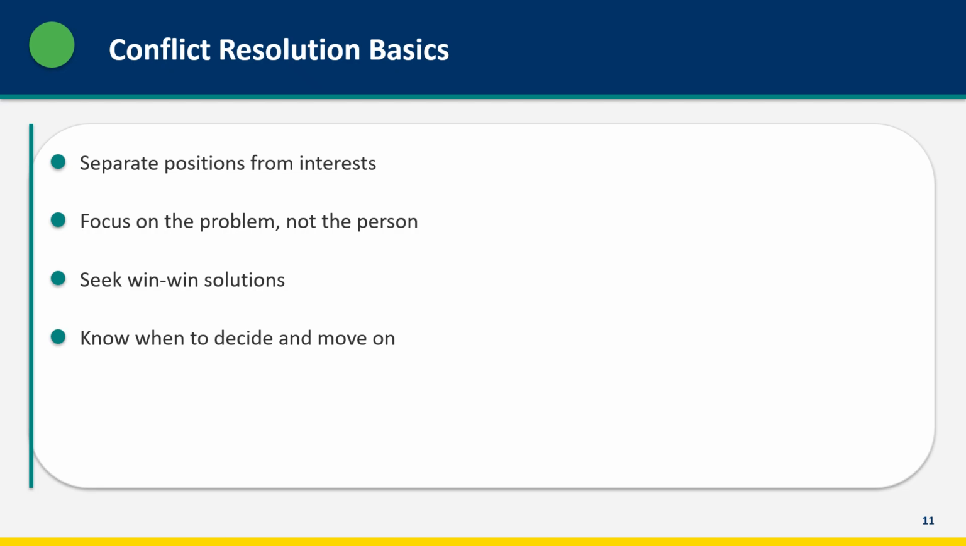Often there's a third option that satisfies everyone's core interests, but also know when to decide and move on. Not every conflict can be resolved to everyone's satisfaction. Sometimes the leader needs to make a call and ask people to commit even if they disagree.